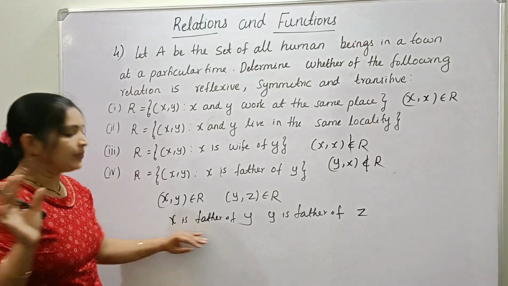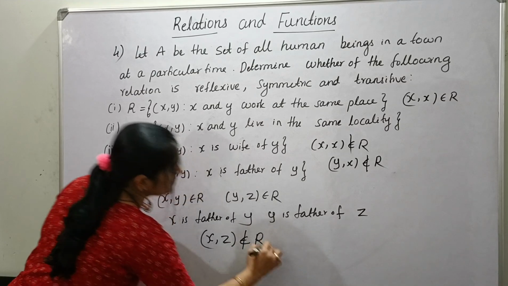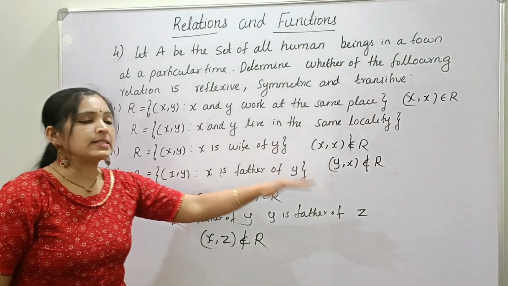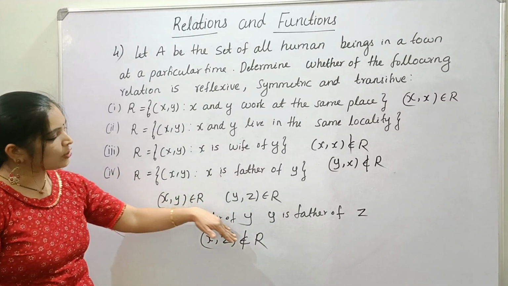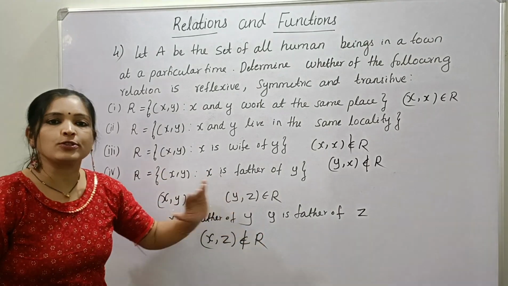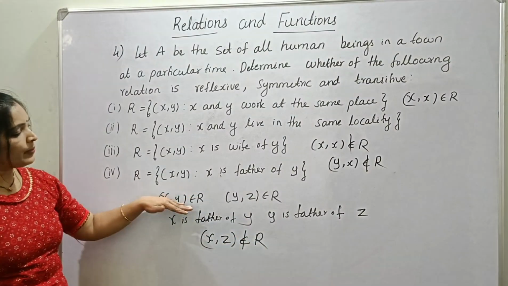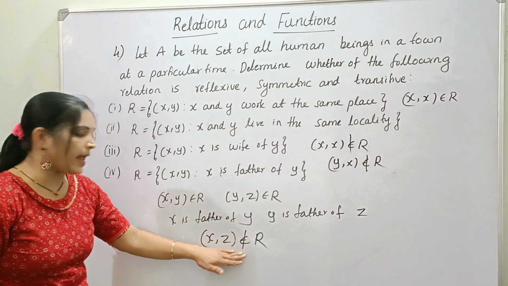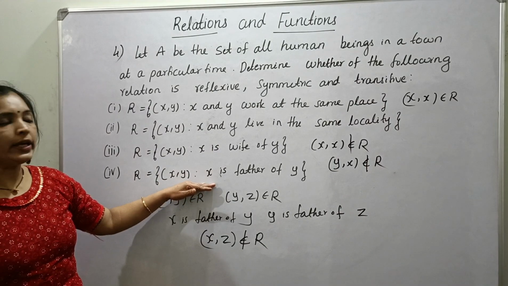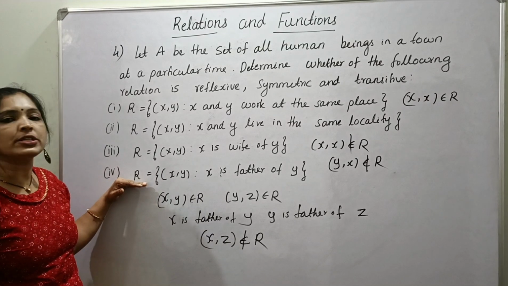Therefore, here XZ does not belong to R, because X is father of Z is not possible. Here X is father of Y and Y is father of Z. That means XZ does not belong to R. So, if XY belongs to R and YZ belongs to R, then XZ does not belong to R. Therefore, this relation is not transitive. So, the last relation is not reflexive, not symmetric and not transitive.